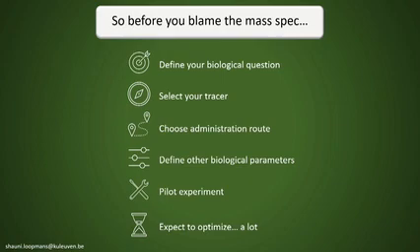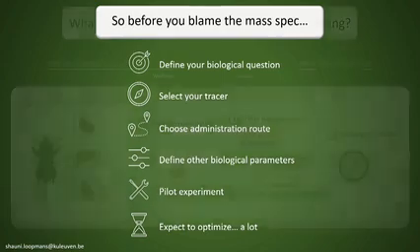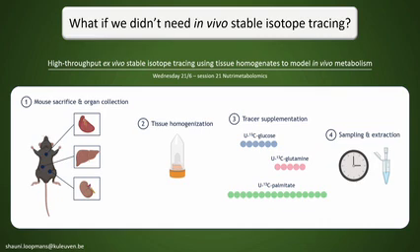And then I want to end with what if we didn't need in vivo stable isotope tracing, which is actually some of my own work. So if you're still here on Wednesday, I'm giving a presentation on high throughput ex vivo stable isotope tracing using tissue homogenates to model in vivo metabolism. I will not go into detail there, but if you're interested in how you could avoid in vivo stable isotope tracing, then make sure to pass by.